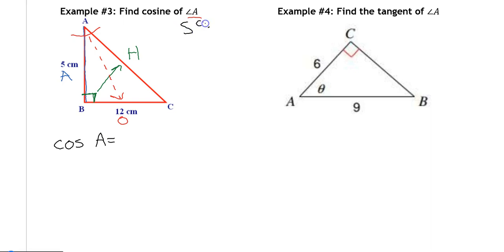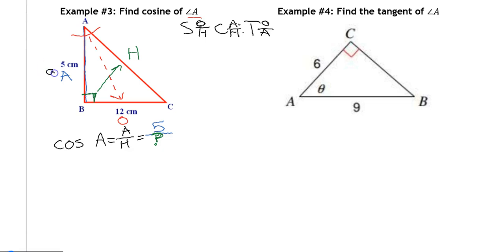I'll write it here. If I'm using SOHCAHTOA, cosine is adjacent over hypotenuse. My adjacent side is 5. My hypotenuse doesn't have a number. That's supposed to be a question mark. Ran out of room. There we go. I don't know what that is, so that's what I'm going to look for using the Pythagorean theorem.